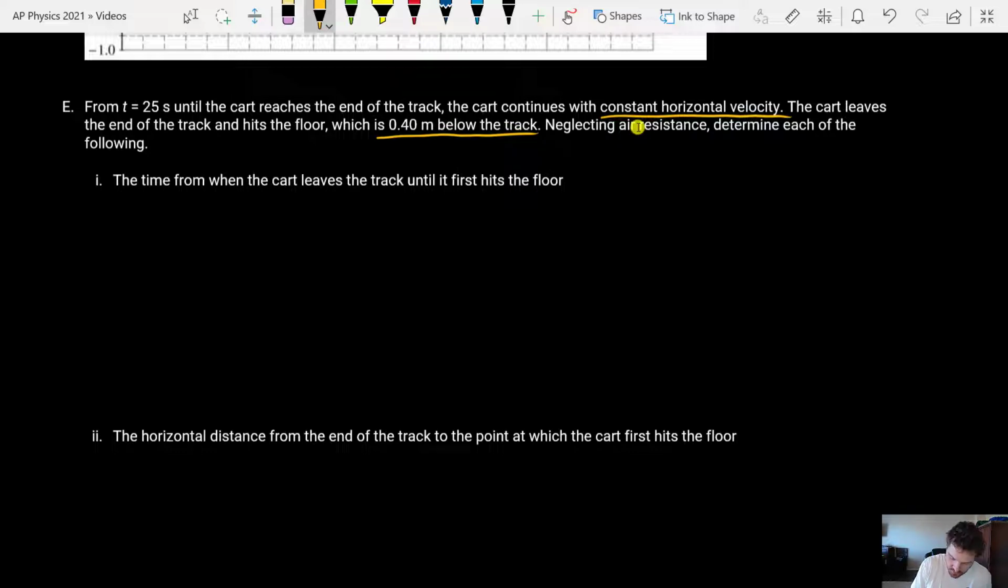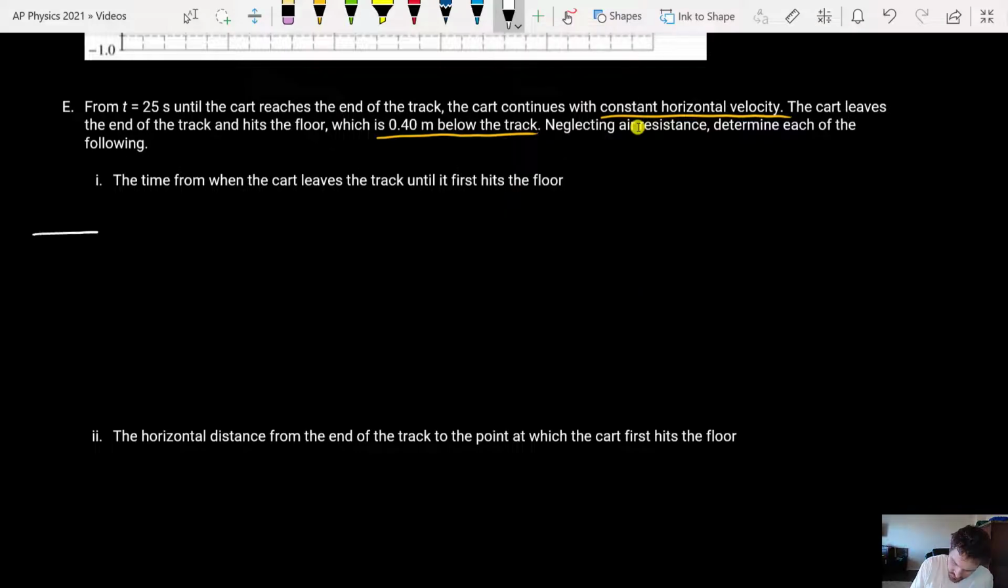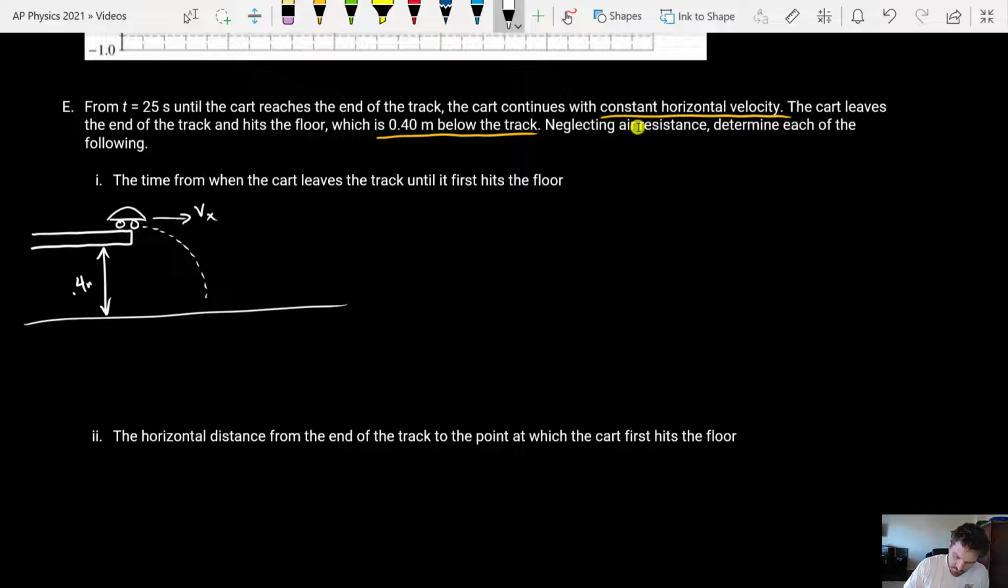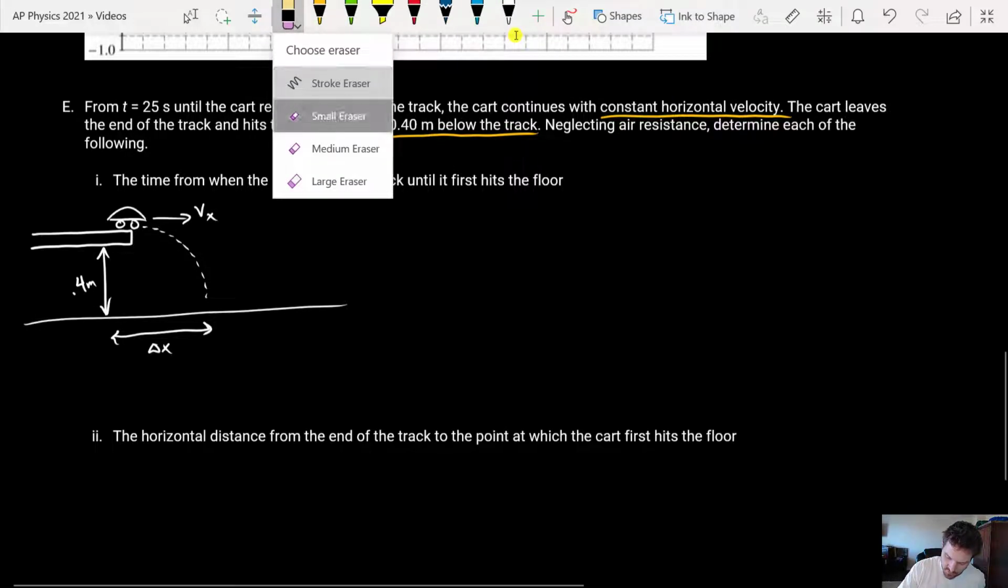So I'm going to draw a little picture because those always help me. Let's go white for the picture. Here's the end of the track. Basically a table. Right, little cart goes flying off at some initial velocity. The cart goes and hits the ground. This thing is 0.4 meters above the ground. And the part 2, it's asking us to find the displacement. But part 1 is saying, what is the time that the actual car is in the air for? So let me erase this little part.